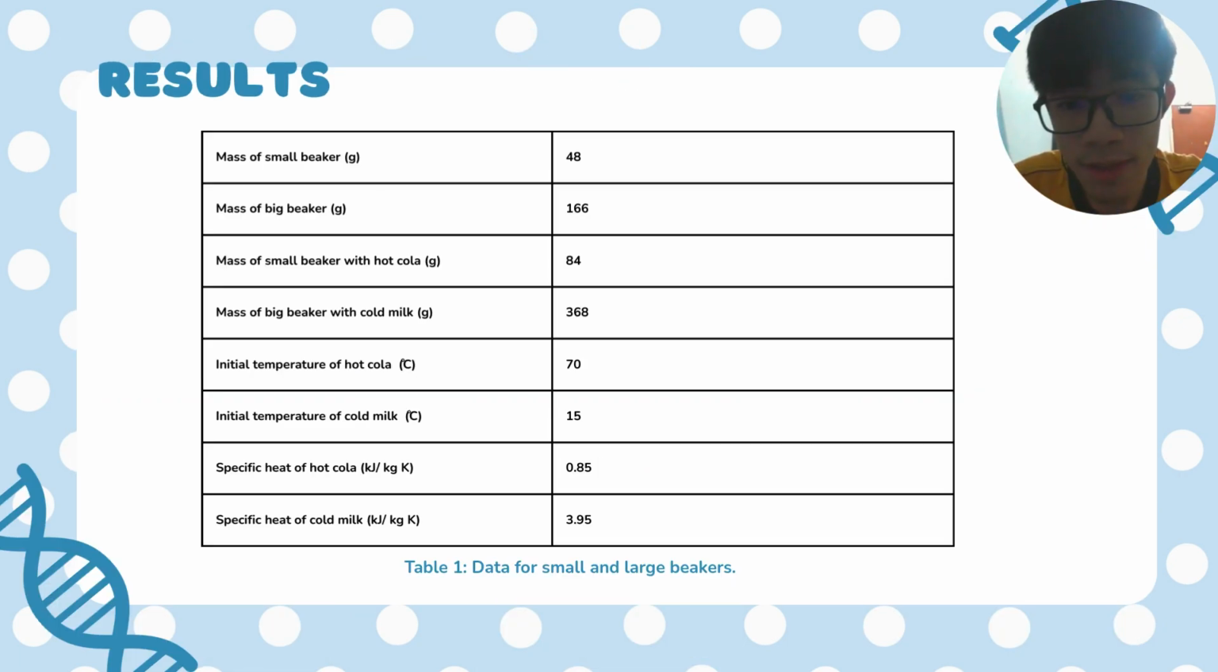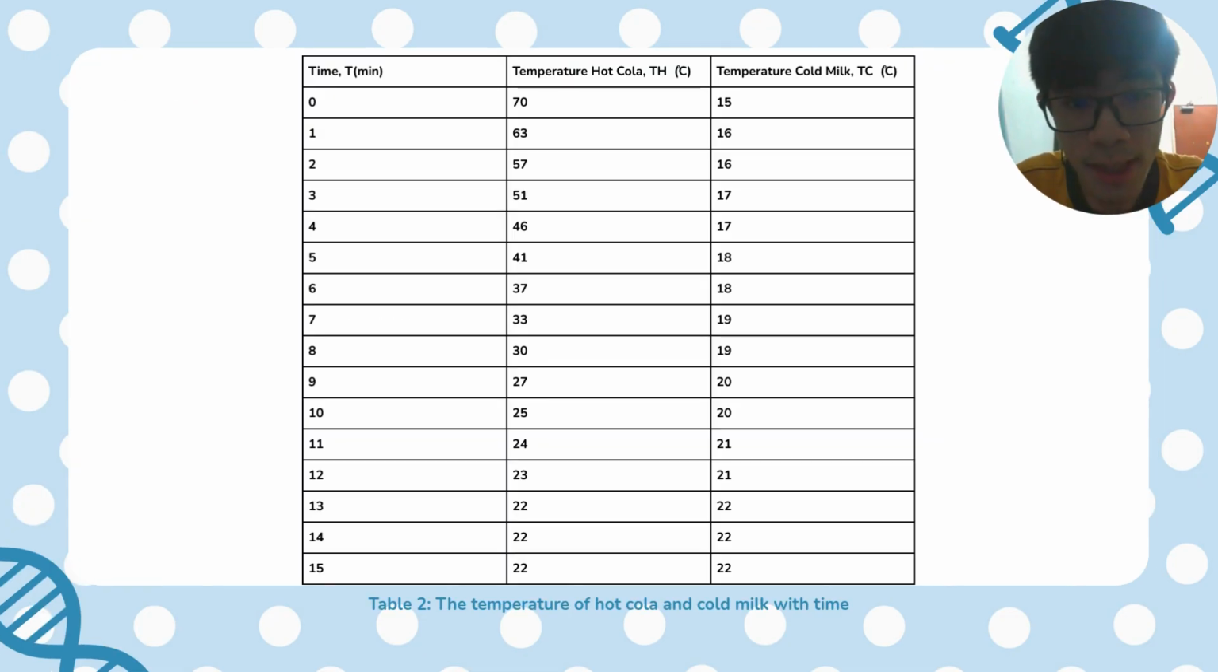For the results, this is table one. It is the data for the small and large beakers. We record the mass of the small beaker and the big beaker, followed by the beakers filled with hot cola and cold milk, so we can get the mass of the hot cola and the cold milk. Secondly, this is table 2. It is the table of temperature of hot cola and cold milk with time. We record the temperatures every 1 minute until they reach thermal equilibrium, which is at 13, 14, and 15.